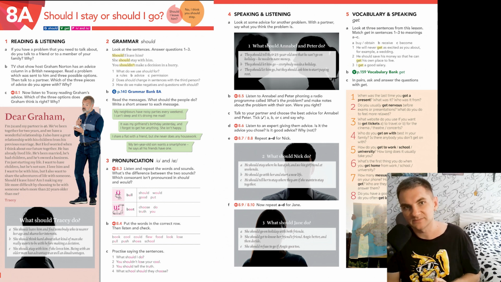Part 4 is speaking and listening. It's going to be a very interesting audio that consists of 3 parts. As you can guess, it's about asking for and giving advice. Part 5 is vocabulary and speaking. I'm sure you've heard and seen the verb get many times, and maybe you're wondering, what does the verb get mean? You'll find out in this part. There will be a couple of questions to answer as well.